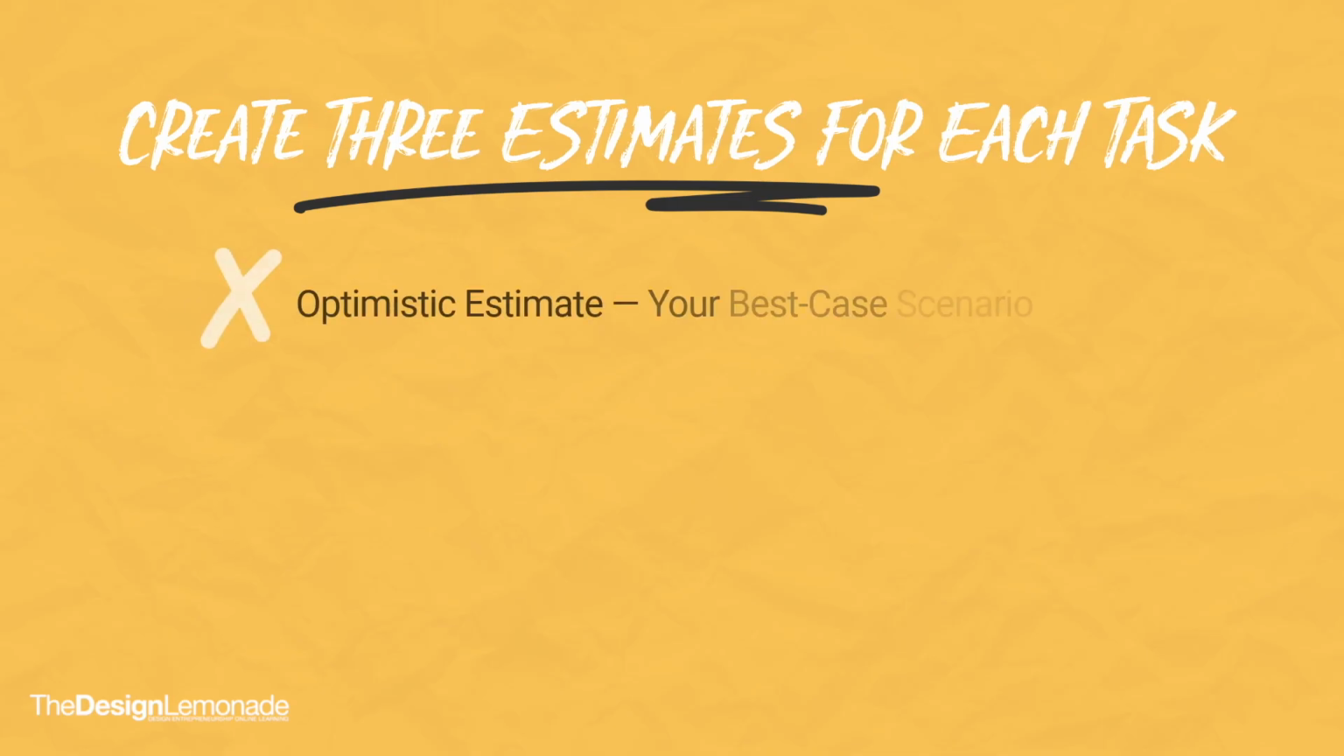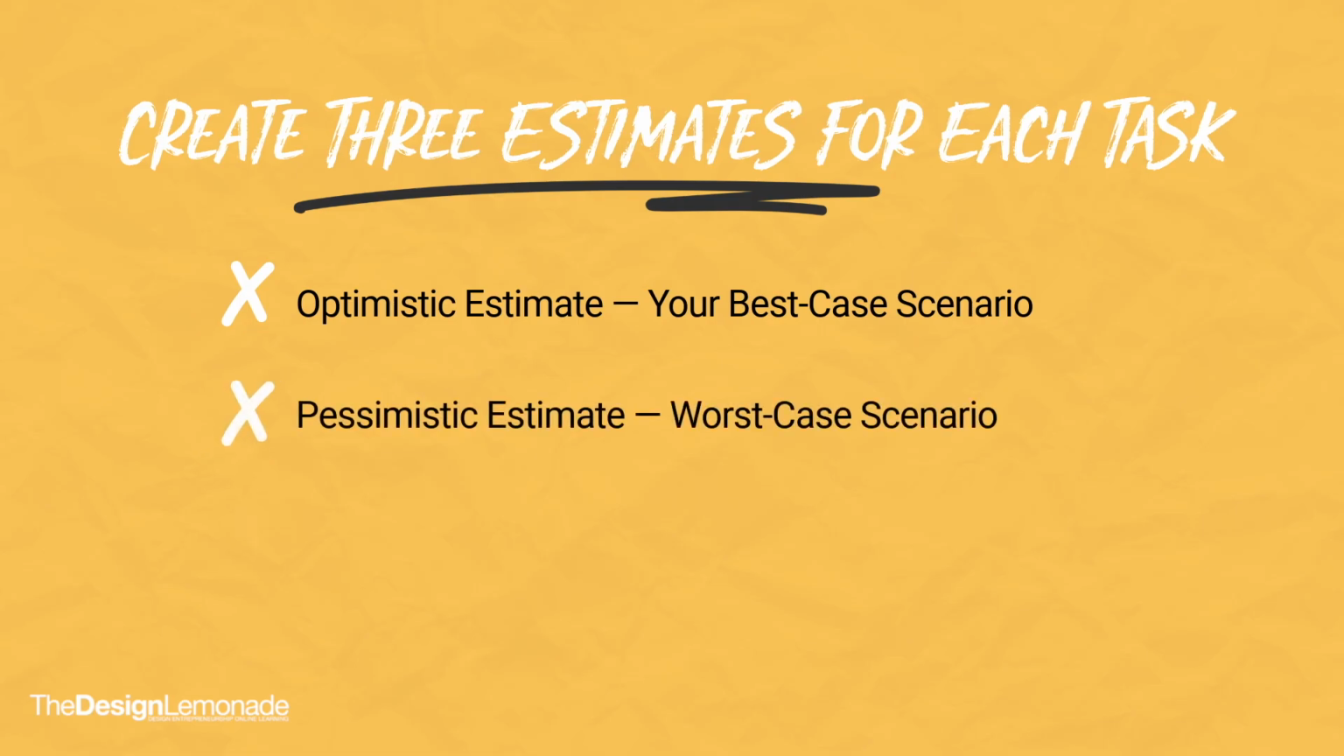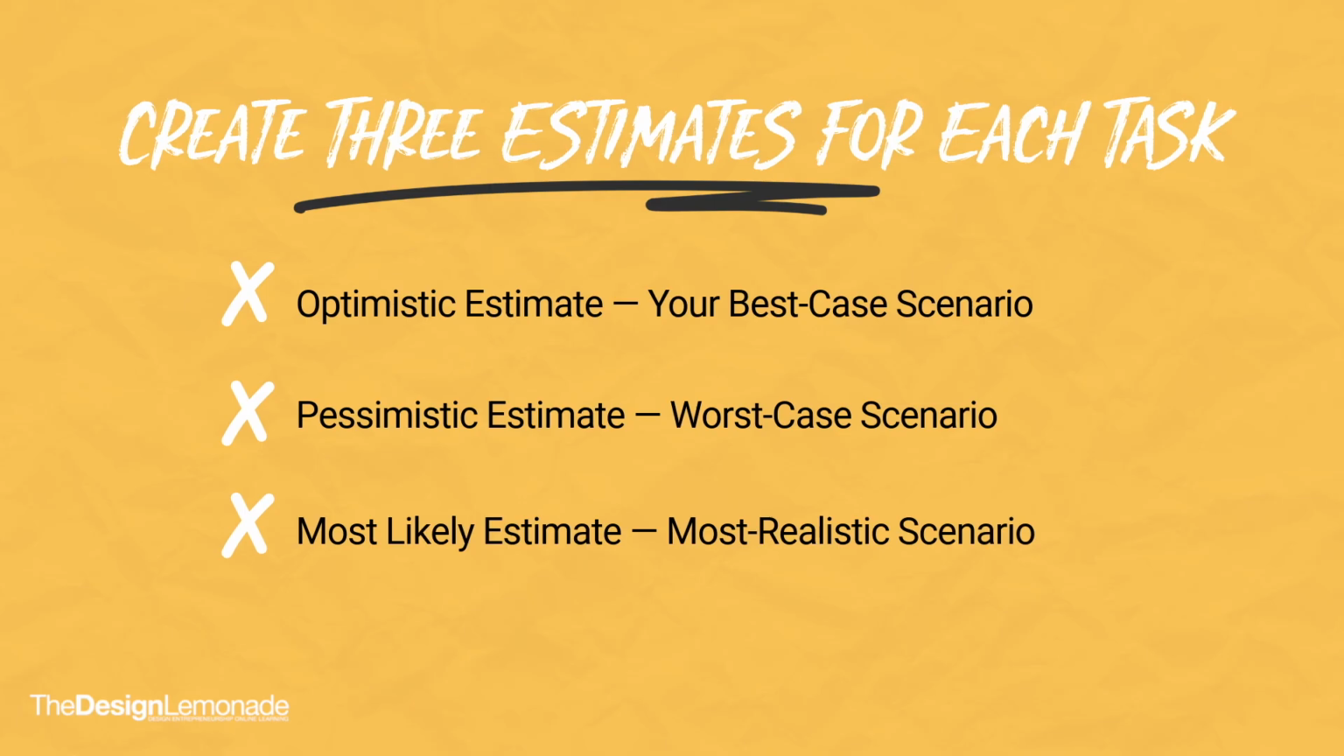The optimistic scenario is your best-case dream run, where everything goes perfectly. The pessimistic is your worst-case nightmare, where Murphy's Law is in full effect. The most likely is your realistic gut-feeling estimate.